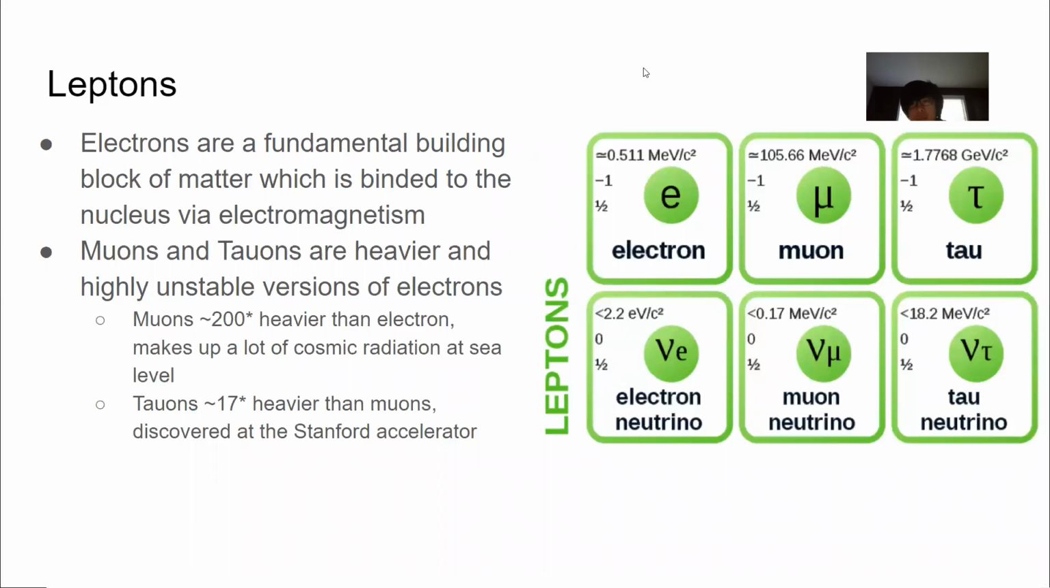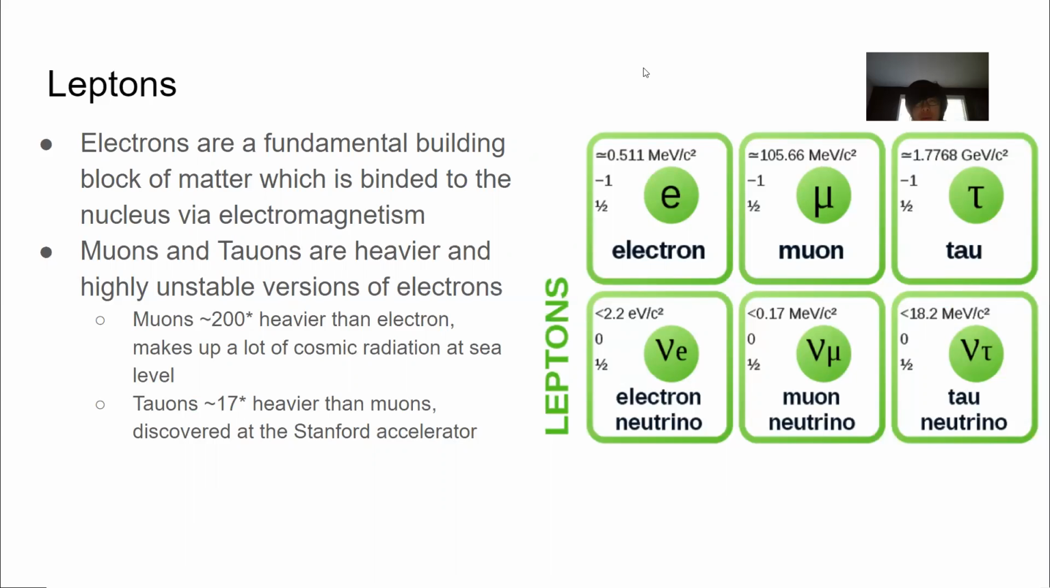For the first row, and for the second row, the neutrino version of them, they are lighter and they have no charge. So first, we know electrons. We're familiar with them. Electrons are a fundamental building block of matter, which is bound to the nucleus via electromagnetism. And then the muons and tauons are heavier and unstable versions of electrons.